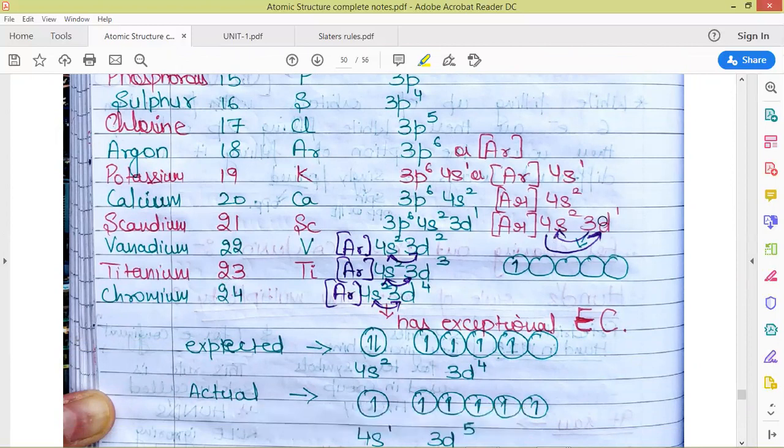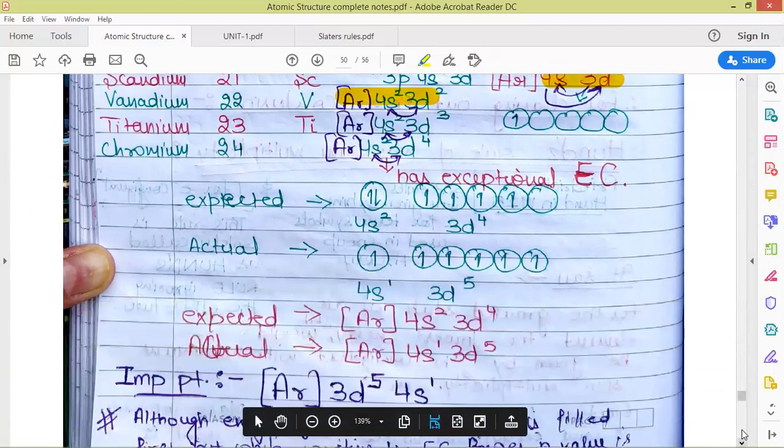Here one thing needs to be kept in mind: while filling, we know that the energy of 4s is less than 3d, so it is filled first in comparison to the 3d orbitals. But while writing the electronic configuration, we need to write the lower n value first. So we'll write 3d first and then 4s. This is not the correct way of writing the electronic configuration for orbitals where filling of 3d and 4s is discussed.